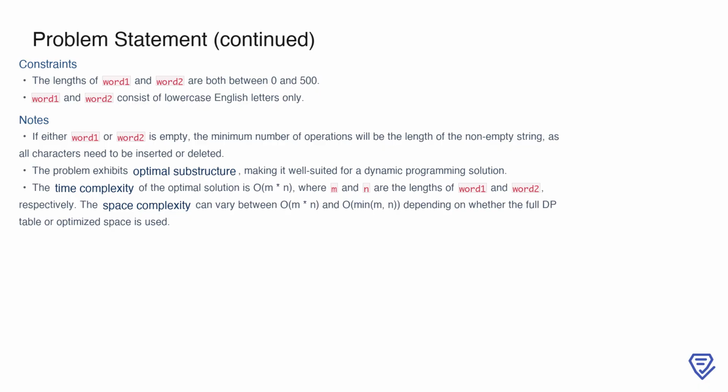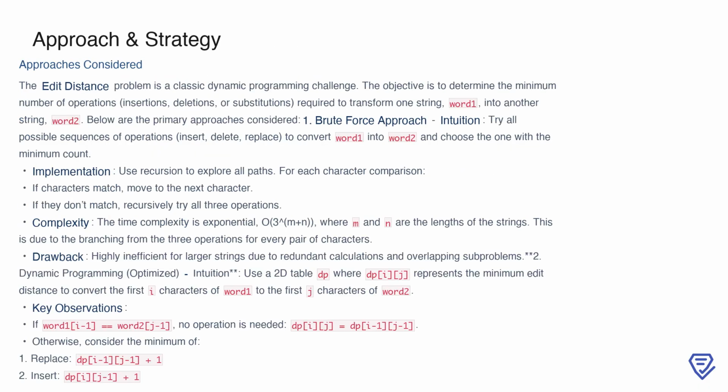The edit distance problem is a fundamental dynamic programming challenge, where the goal is to find the minimum number of operations needed to transform one string into another. These operations include inserting a character, deleting a character, or substituting one character for another. To solve this, we can consider multiple approaches.